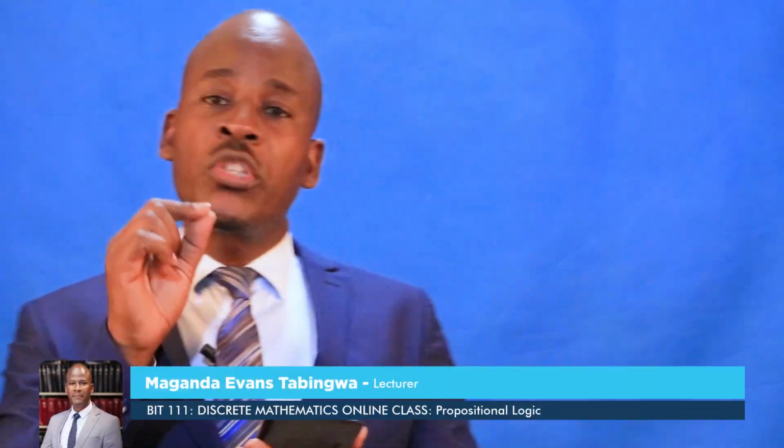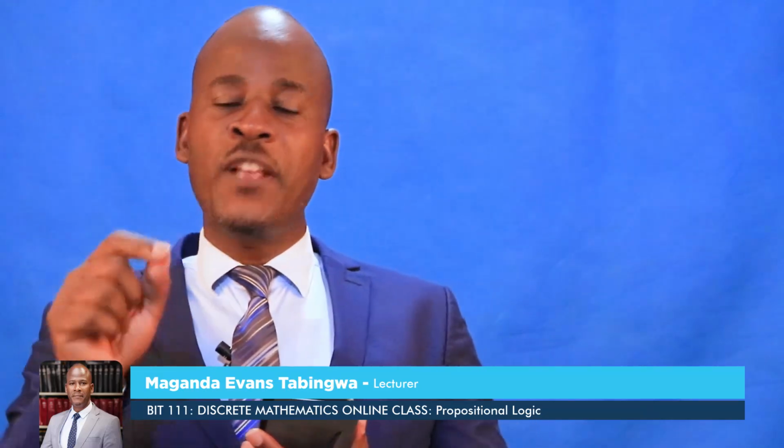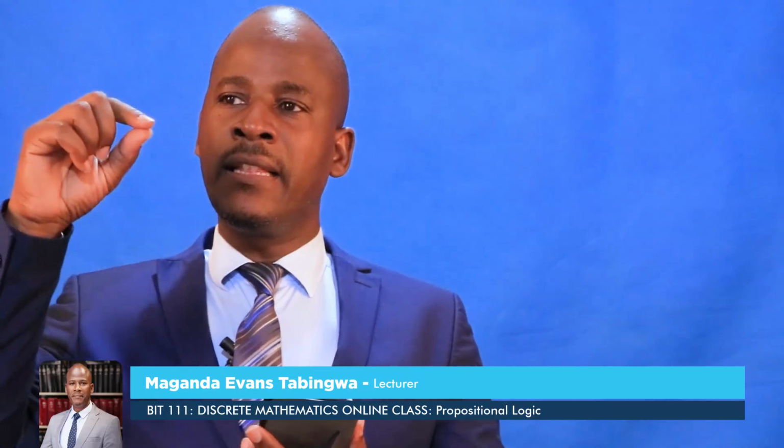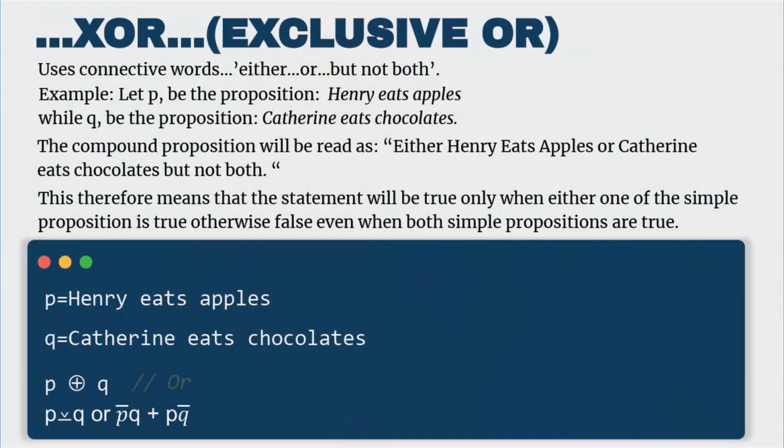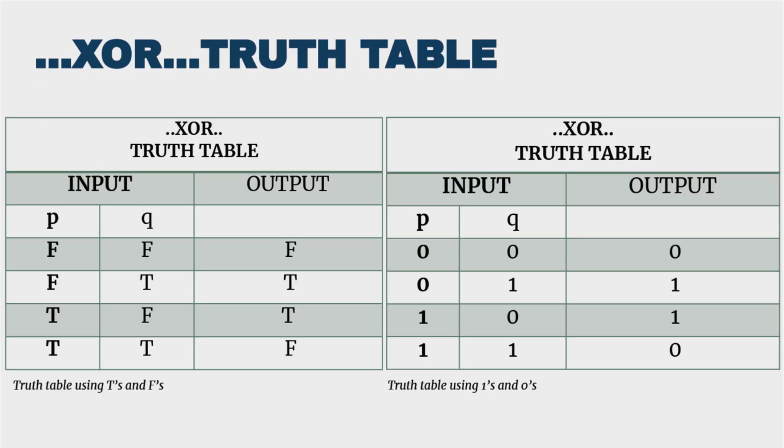So for an exclusive OR truth table, the difference from an OR table would be that when both values of P and Q are true, the result will still be false. Because we are talking about exclusivity, we don't want a situation where both of them are true, okay? And the truth table will appear as it is.